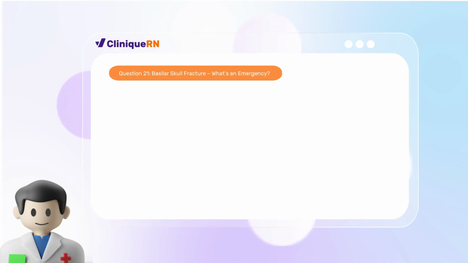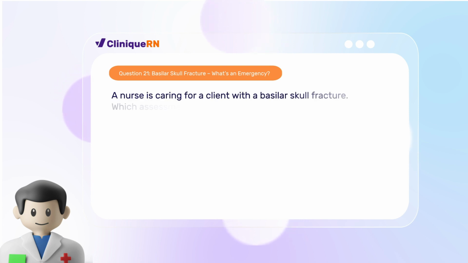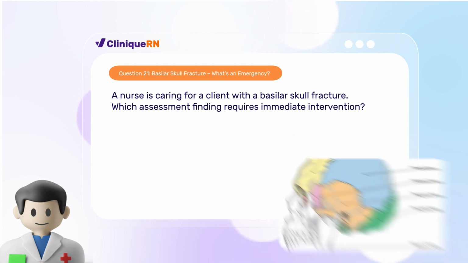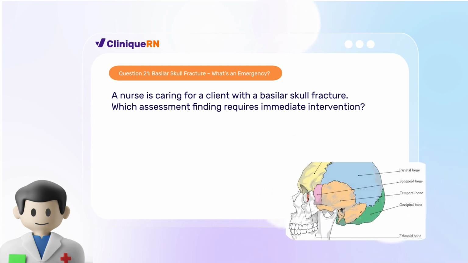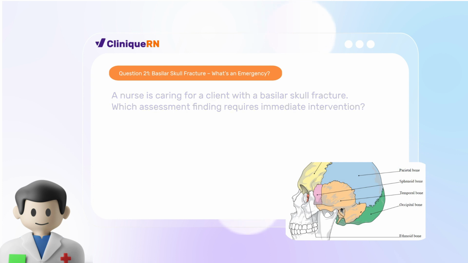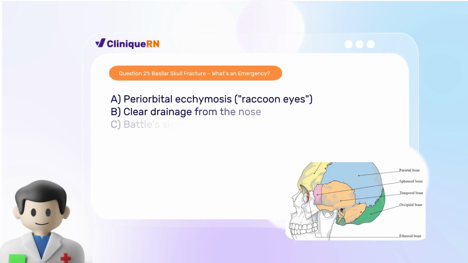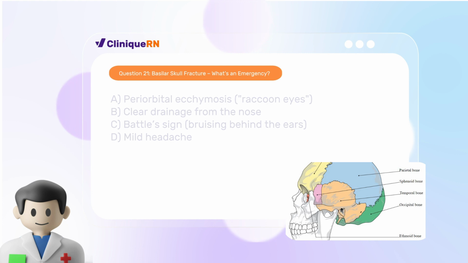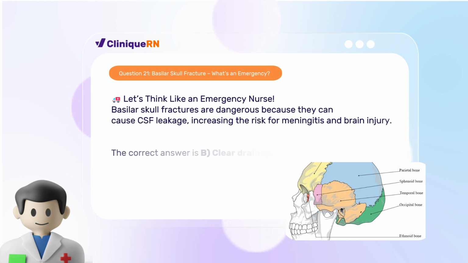Question 21. Basilar skull fracture. What's an emergency? A nurse is caring for a client with a basilar skull fracture. Which assessment finding requires immediate intervention? A. Periorbital ecchymosis, raccoon eyes. B. Clear drainage from the nose. C. Battle's sign, bruising behind the ears. D. Mild headache. Let's think like an emergency nurse.